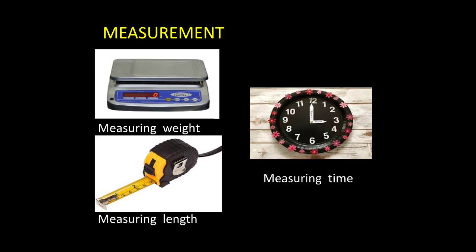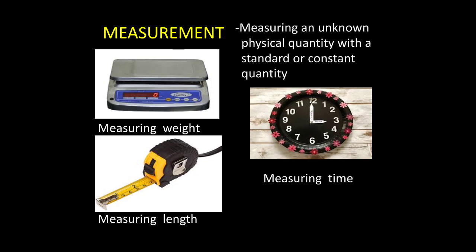Look at the first picture. It is used for measuring weight. Second is for measuring length. Look at the third one. It is a clock. So we get to know the correct time from this, right? So what do we mean by this? Measuring an unknown physical quantity with a standard or constant quantity.